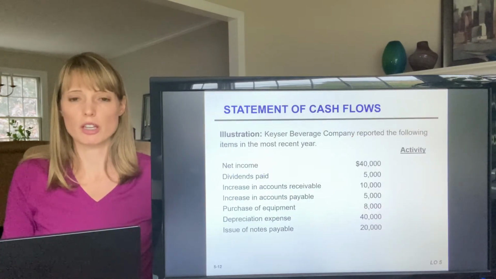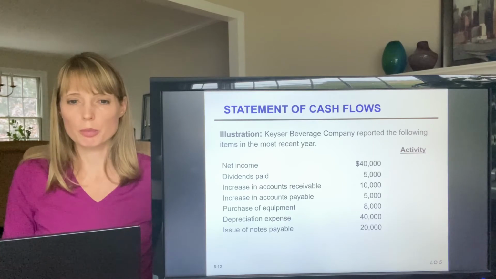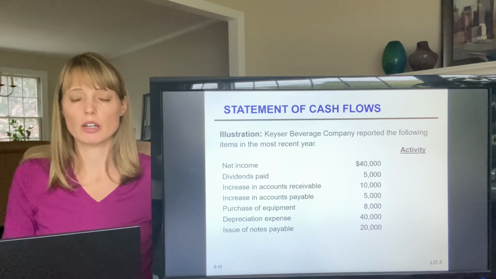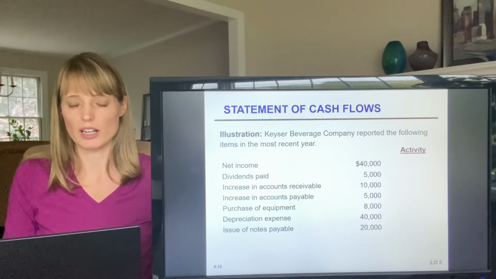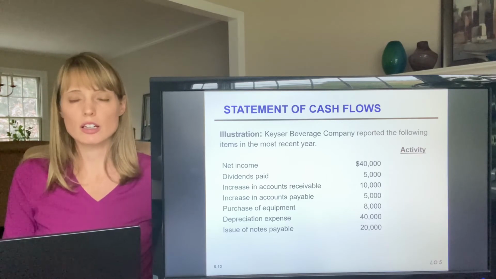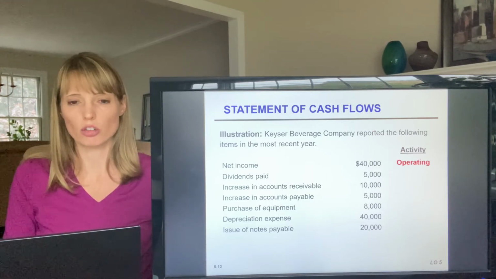Let's walk through another example. Kaiser Beverage Company reported the following items in the most recent year. For each of these items, we're going to say, where does that belong? What does it affect? The operating section, investing section, or financing section? Net income is going to be the starting point in the operating section.